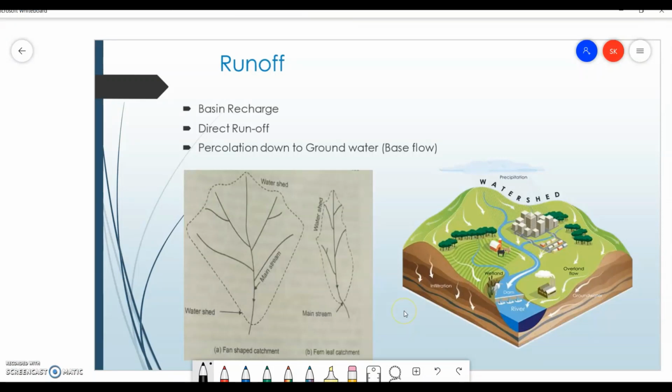Now in this particular figure, you can see this is a watershed, this is the watershed boundary, and here you can see the same watershed. Here you can observe this is a river and there are small streams. Basically, when the rainfall or precipitation occurs over this catchment, from the direction you can understand that water is coming from this part. So the boundary of this catchment is this one.